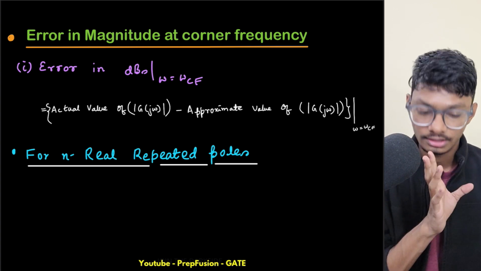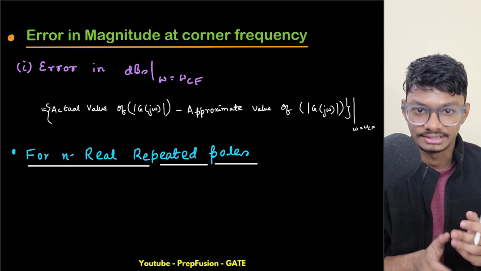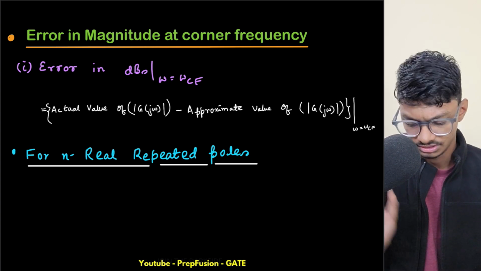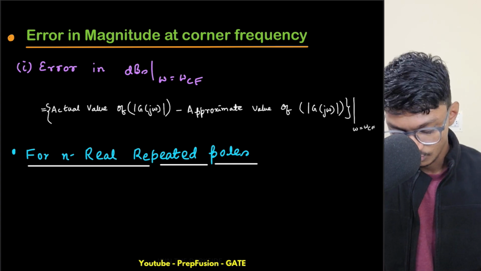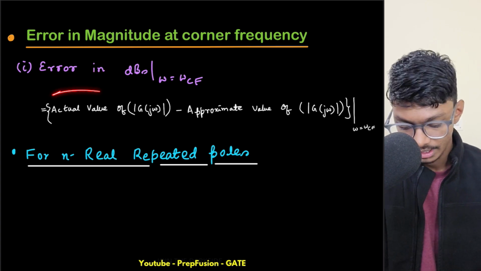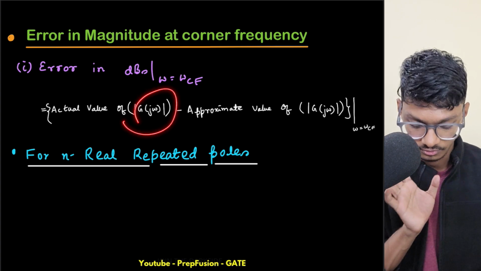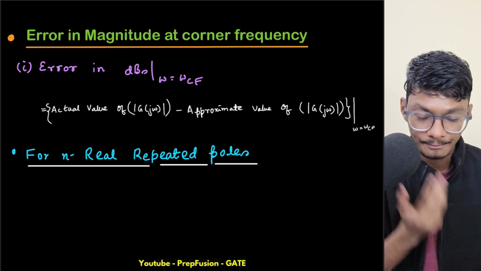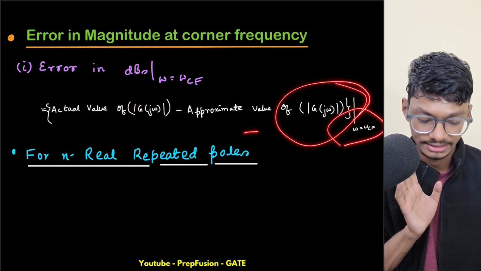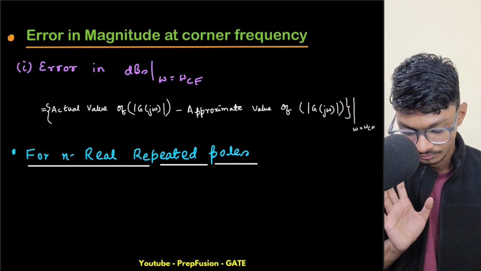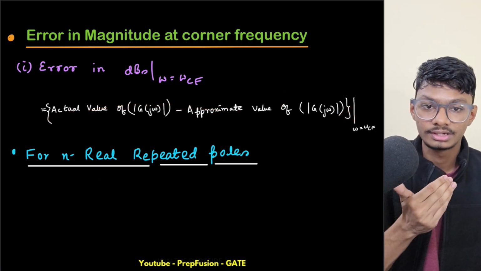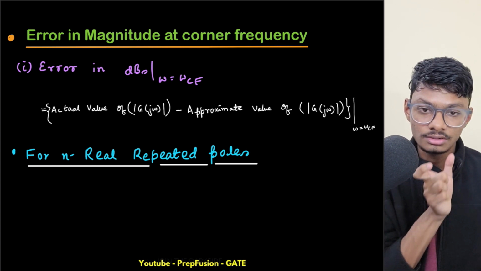So the maximum error we get is at the corner frequency. So we'll calculate what the error is. I have already calculated it previously, I think, but still we'll calculate it again. So what is the definition of error? Error in dB at the corner frequency is equal to the actual value of the magnitude of the transfer function minus the approximate value of this magnitude at the same corner frequency. Now for n real repeated poles, can we deduce the formula of error?